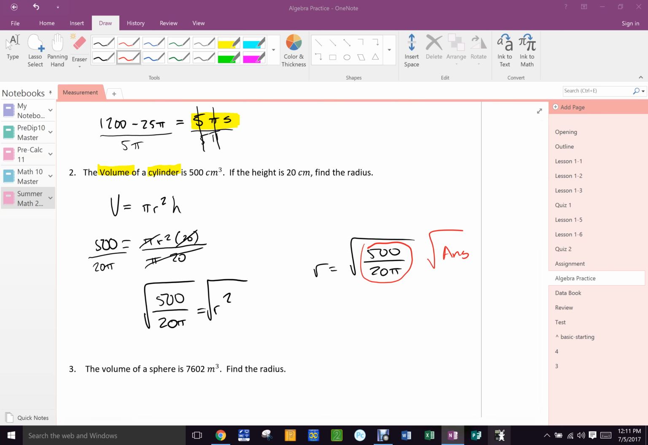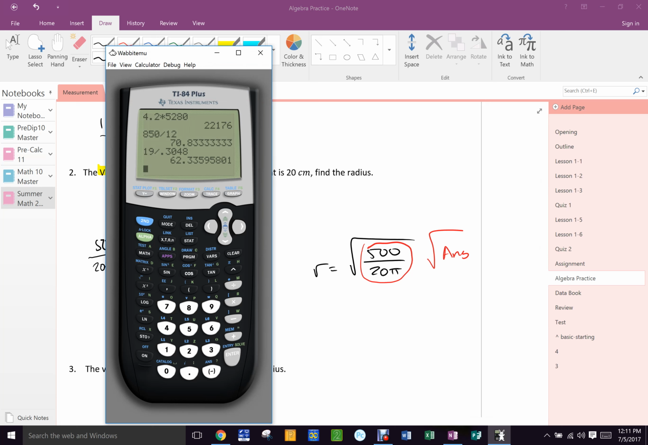I'm going to show you something on a calculator a lot of kids don't use enough. I'm going to zoom in on my calculator so you can see it better. So this is the operation I'm trying to do, right? Start on the inside. 500 divided by, now what do I have to do here to make sure I keep 20 and pi together? Brackets. 20. Some calculators will let you just go 20 pi. Other calculators make you do 20 times pi. Close brackets equals. That gives me an answer.